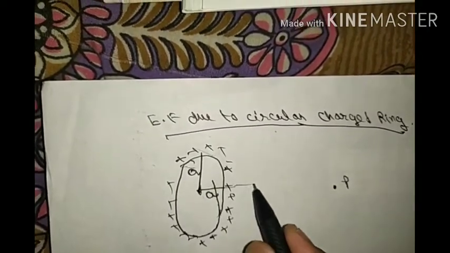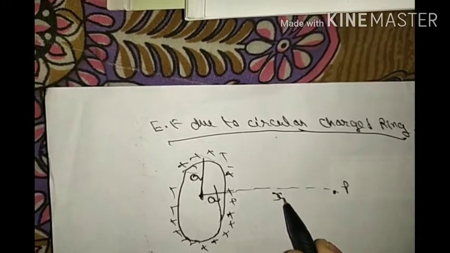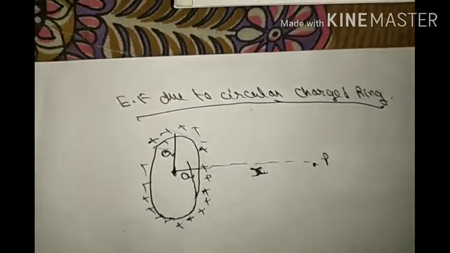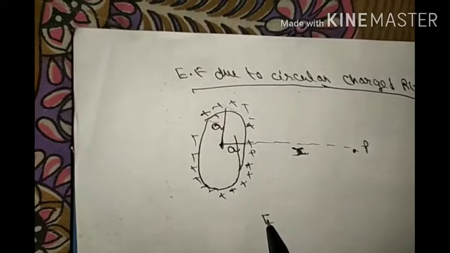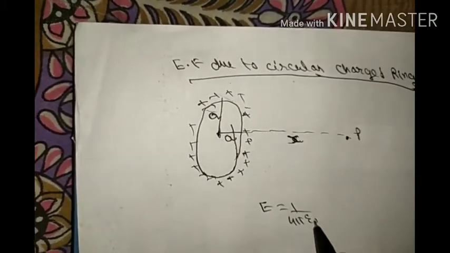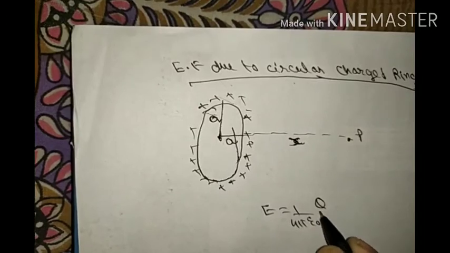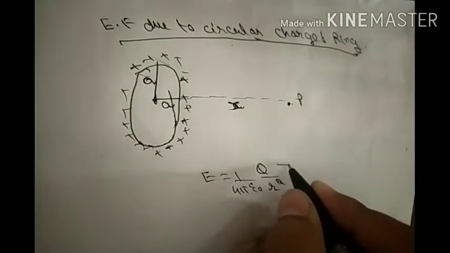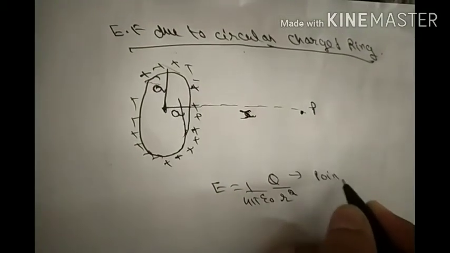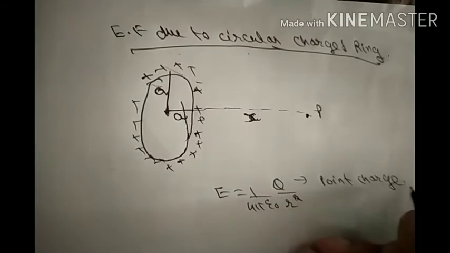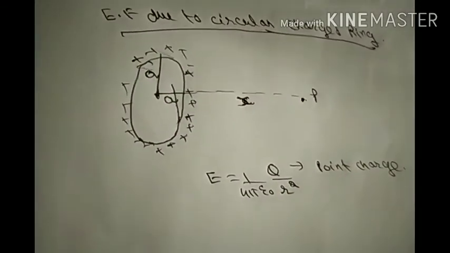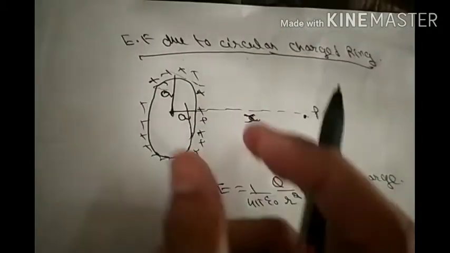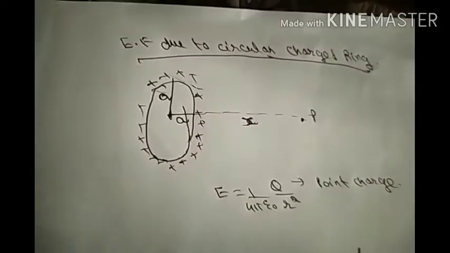So let this distance be x. Now we know the formula for electric field is E equals 1 by 4 pi epsilon naught q upon r square. But this formula is only valid for a point charge, so we can't apply this formula. This charge is not a point charge, it is a continuous body of large size, so we can't apply it.